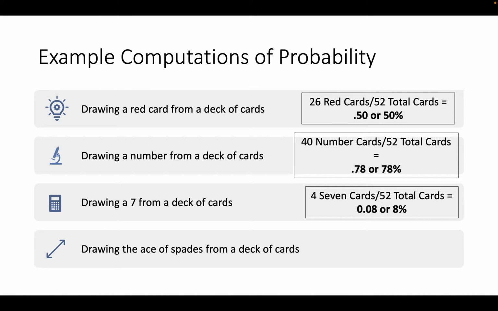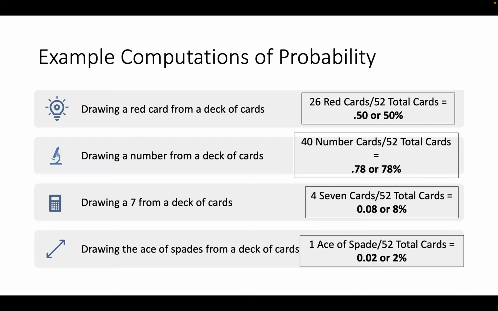Next, we have what is the probability of drawing a 7 from a deck of cards. Well, there are 4 7s, one for each suit. Divide that by 52, and you get 0.08, or 8%. Even more specifically, drawing the ace of spades from a deck of cards. Well, there's only one ace of spades in a card deck, so divide that by 52 total cards, and you get 0.02, or a 2% chance of drawing that card.